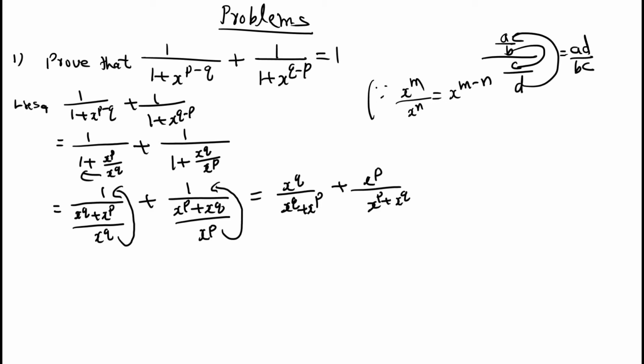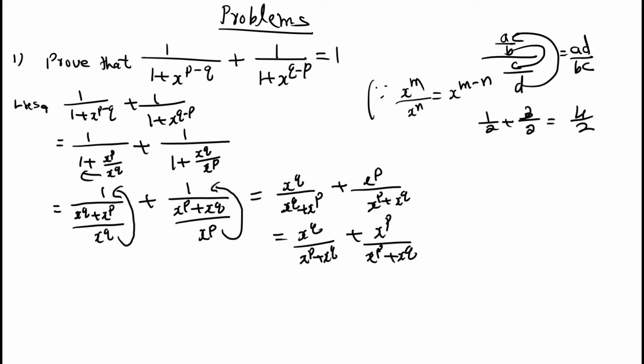In the next step, suppose 1 by 2 plus 3 by 2 is there. Then how do you add these two numbers? You can add it directly because they have the same denominator, right? So you can write it as 4 by 2. Similarly, x to the power q by x to the power p plus x to the power q, a plus b can be written as b plus a, plus x to the power p by x to the power p plus x to the power q is there. Denominator is same means you can add the numerator directly.